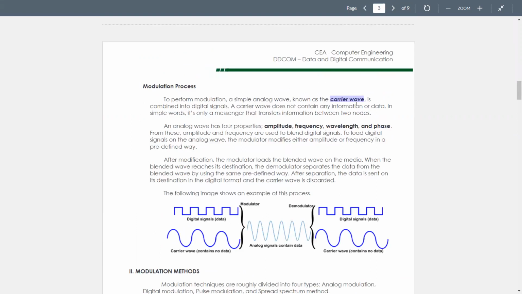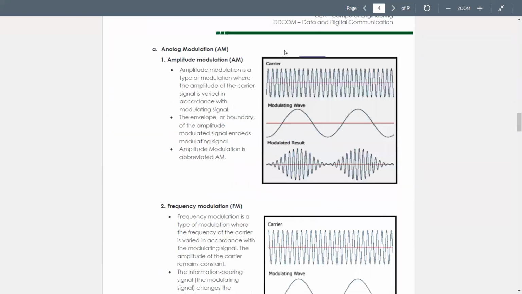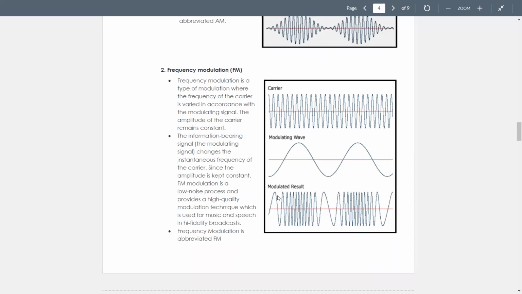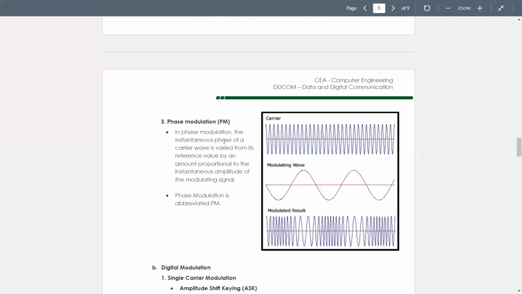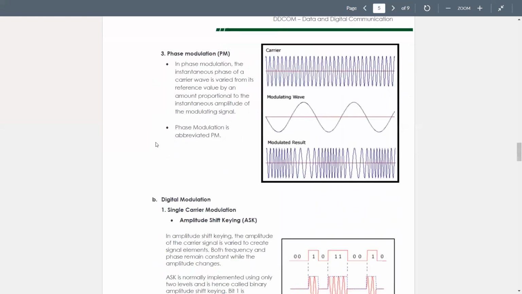Now, the carrier wave. Just try to imagine analog modulation. We add the modulating wave in order for us to have this wave. This is amplitude modulation. We have frequency modulation also, the same idea. Just try to read the difference between frequency and amplitude modulation. When do we use these? Actually, this is your activity, so I don't need to repeat this.